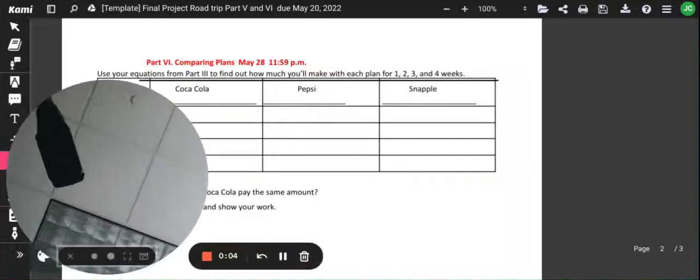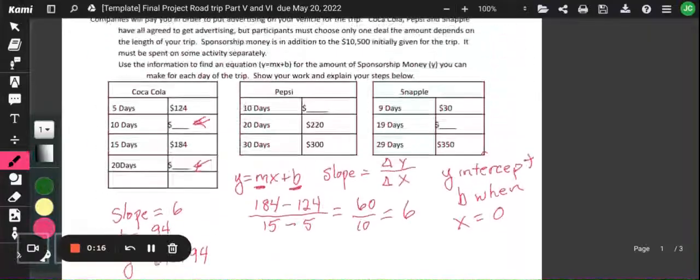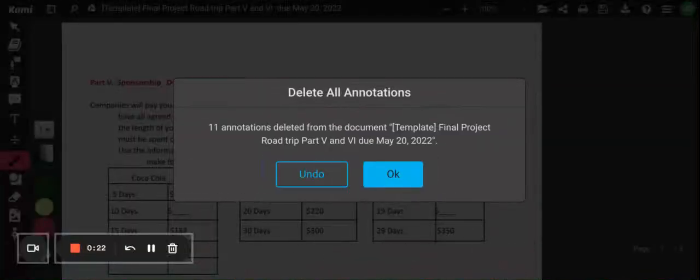Okay, let me get rid of this. So in packet 3, we're looking at the first part of packet 3. Let me get rid of these things. Sorry.